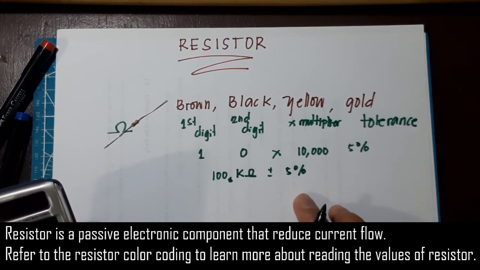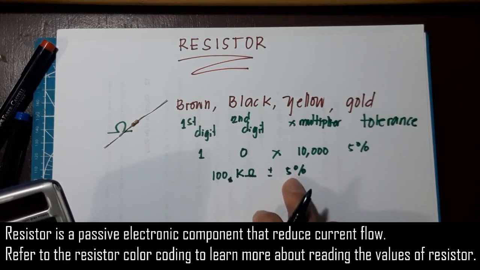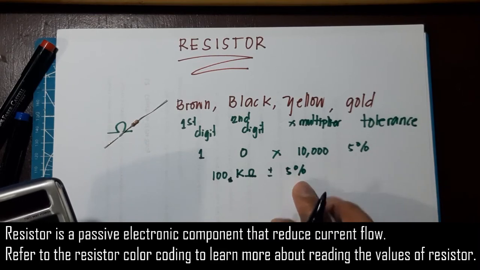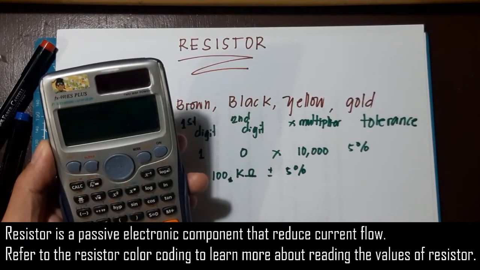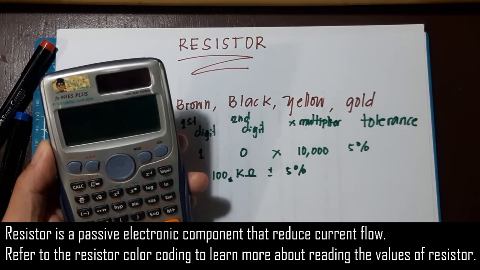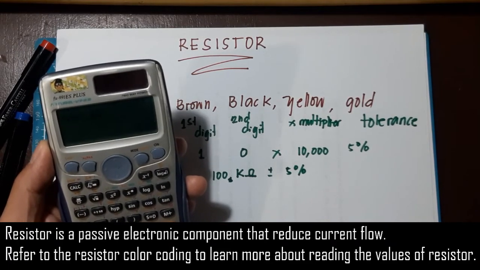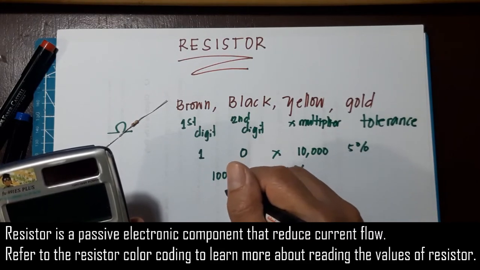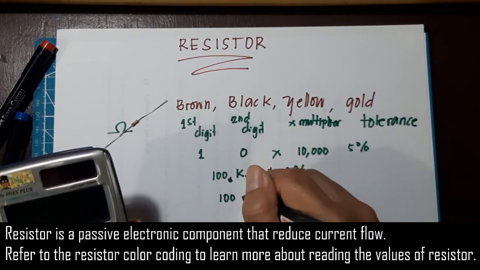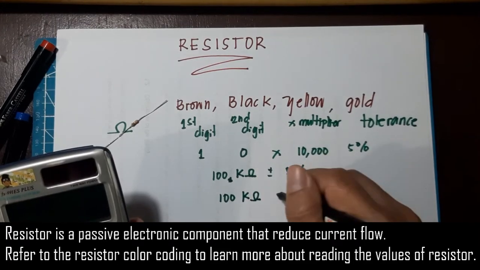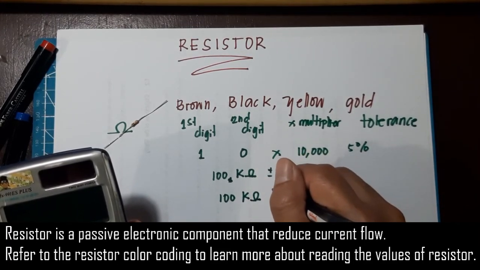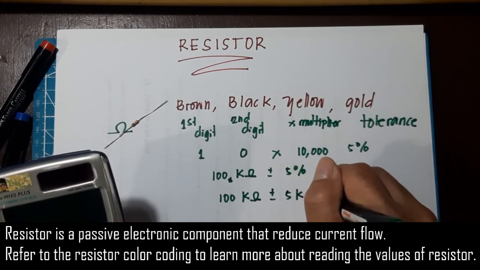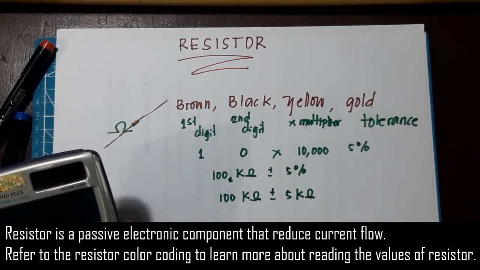To calculate this, you just have to multiply 100 kilo ohms times 5%. So that's 100 kilo ohms times 0.05, which is 5,000. Meaning 100 kilo ohms plus or minus 5 kilo ohms.